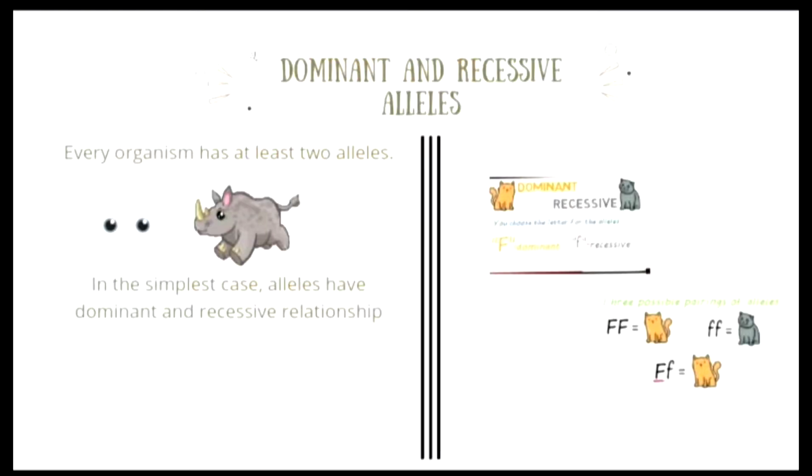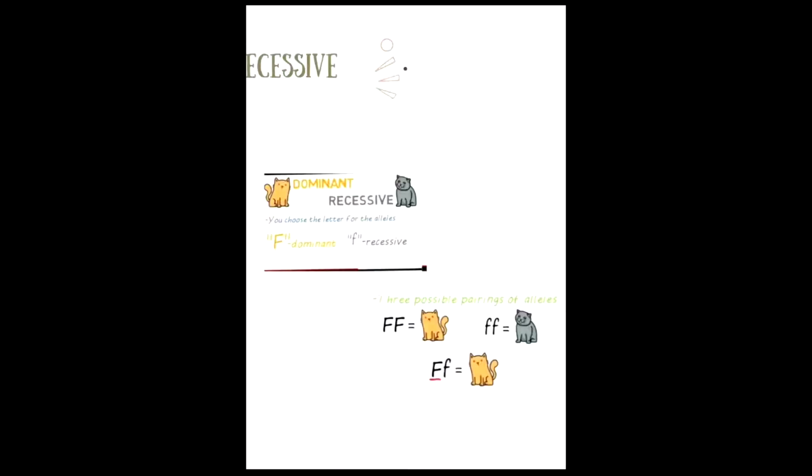For the next one, we have dominant and recessive alleles. Every organism has at least two alleles. In the simplest case, alleles have a dominant and recessive relationship. We use alphabet letters to represent alleles. The uppercase letter refers to the dominant allele and the lowercase letter refers to the recessive allele.